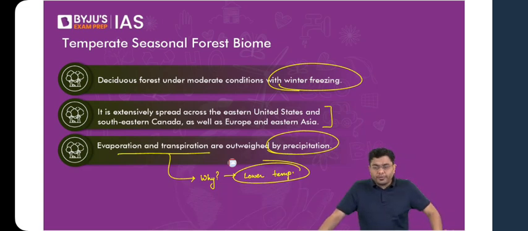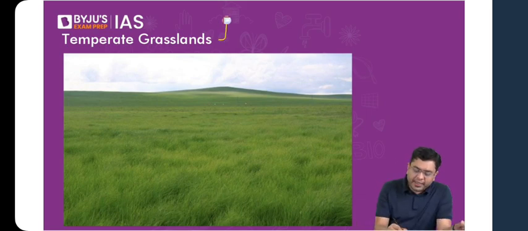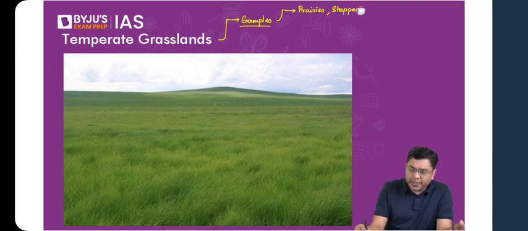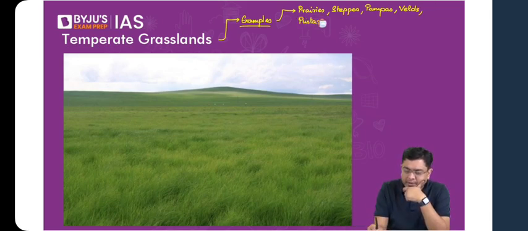Okay. Now, then comes the temperate grasslands, the examples of which all of you have been taking. Examples: you will have prairies in the region of North America, steppes in the region of Central Asia, then pampas in the region of South America. Then other examples, velds in the region of South Africa, pushtas in the region of Hungary, and downs in the region of Australia.